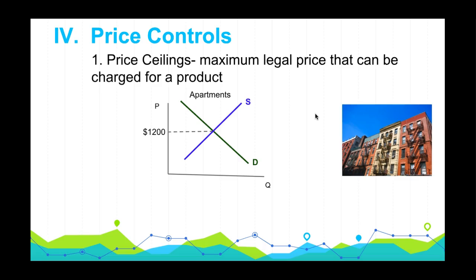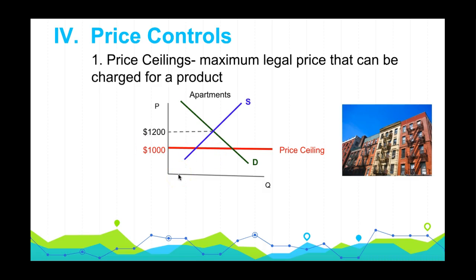Hopefully you said below, because we already said $1,200 is too high. So we're going to set the ceiling, for example, in this case at $1,000 a month rent. Now, how does the ceiling work? What that means is that you can set rent anything below $1,000. But can you reach equilibrium? Because by definition, this is the maximum legal price. You cannot go above $1,000.